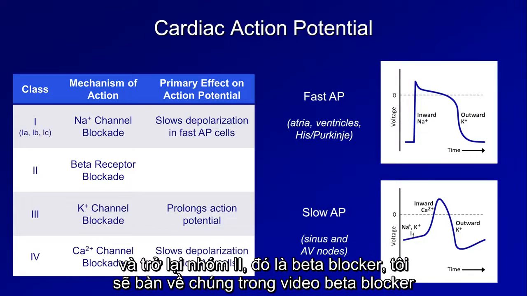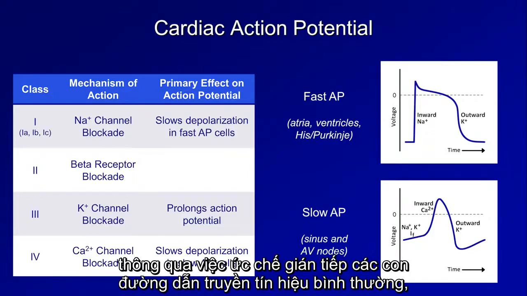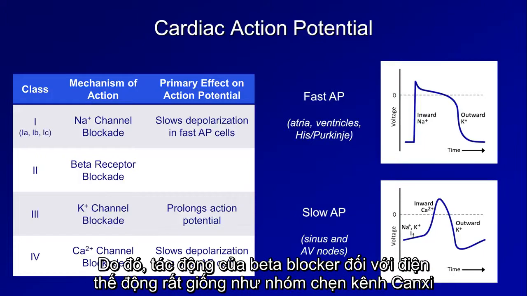And to go back to Class 2, which were the beta blockers, as I'll discuss in the beta blocker video, their mechanism of action is to antagonize the effect of epinephrine and norepinephrine, which through the indirect inhibition of normal signal transduction pathways results in a subsequent decrease in the calcium current into the cell. So therefore the effect of beta blockers on the action potential is very similar to that of calcium channel blockers.